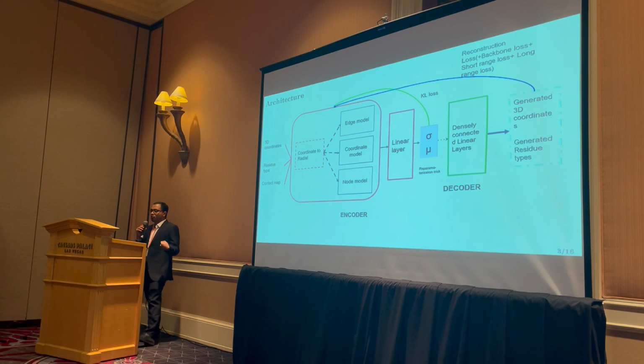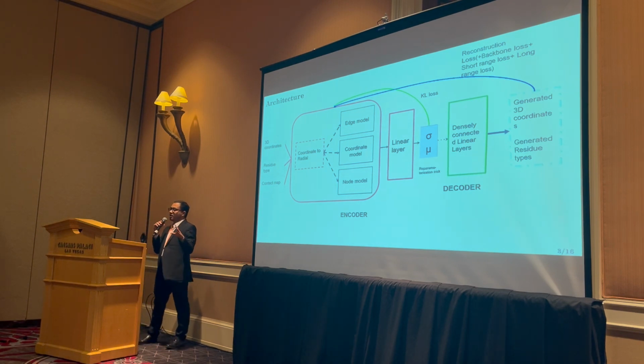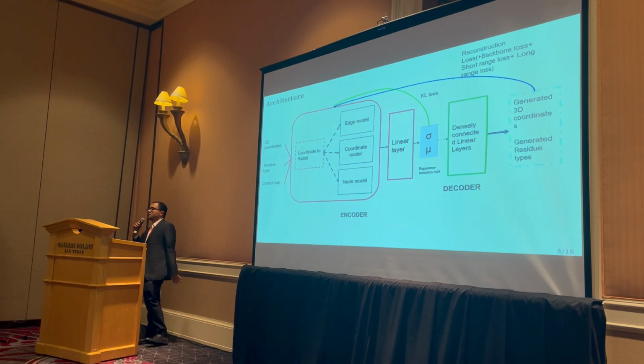Then we have the node model, which takes previous node embeddings and the output of the edge model to update the node embeddings. And then finally, we have a couple of linear layers to obtain the mean and the variance for coordinate embeddings and node embeddings. We can have multiple EGCL layers, but for this paper, we have seen that using just one of these layers gives sufficiently good results.